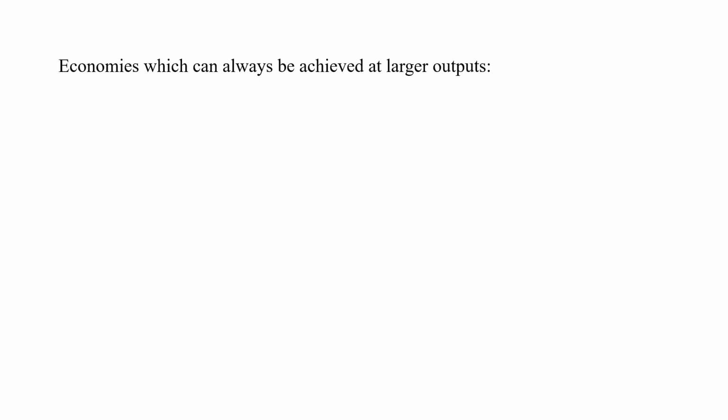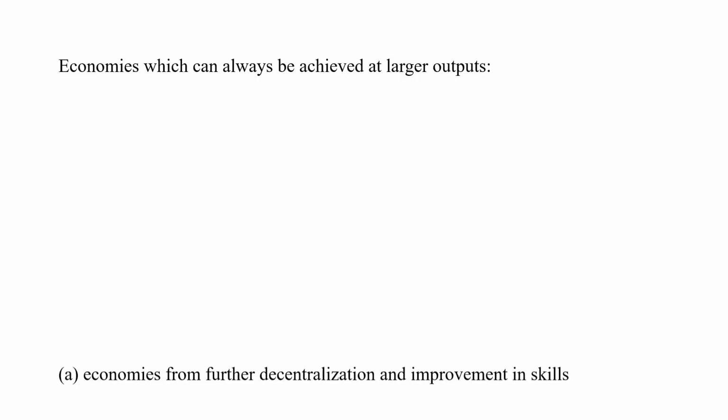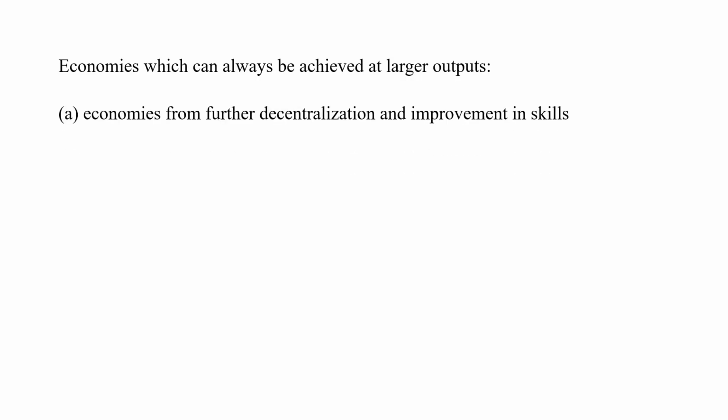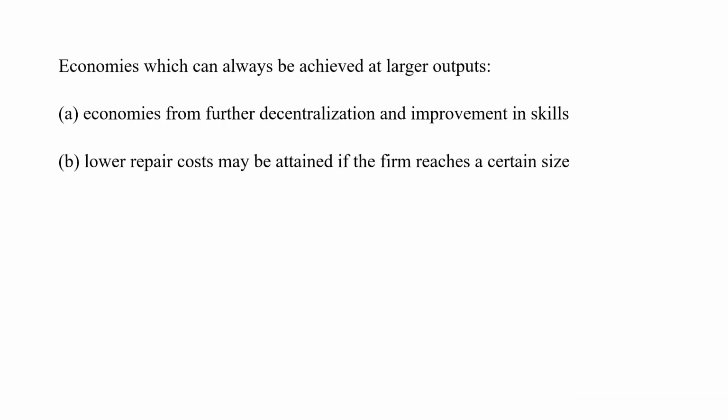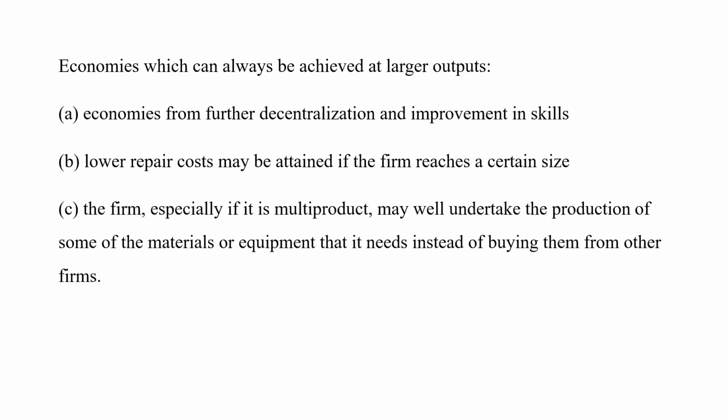If new techniques are invented for large scales of output, they must be cheaper to operate. But even with the existing known techniques, some economies can always be achieved at larger outputs. Economies from further decentralization and improvement in skills of the laborers. Lower repair costs may be attained if the firm reaches a certain size. The firm, especially if it is multi-product, may well undertake the production of some of the materials or equipment that is needed instead of buying them from other firms.